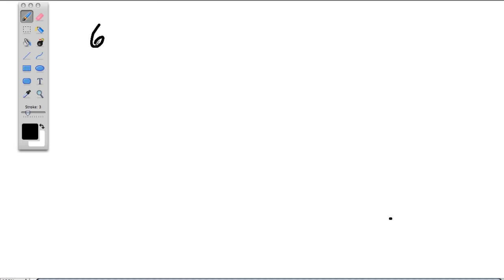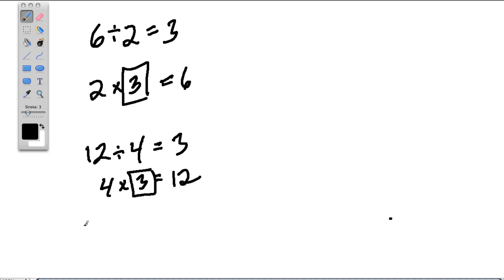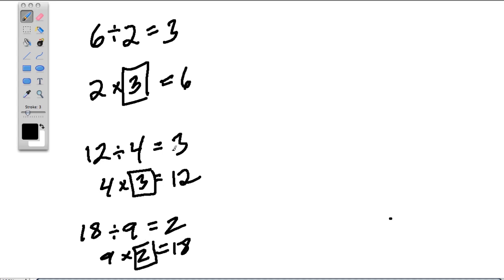Another way of thinking about it is, let's look at 6 divided by 2. That's 3, because not only are you dividing 6 into 2 groups, but you're also finding out 2 times what gives me 6, which is 3. Same thing with 12 divided by 4. It's 3 because 4 times 3 is 12. Or let's say you take 18 and divide it by 9. That gives you 2 because 9 times 2 is 18. So in each of these cases, you're finding out what you need to multiply the divisor by to get back to the original number.